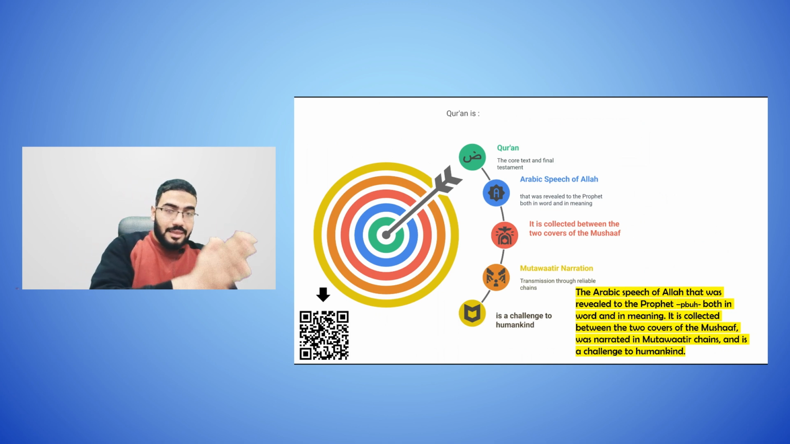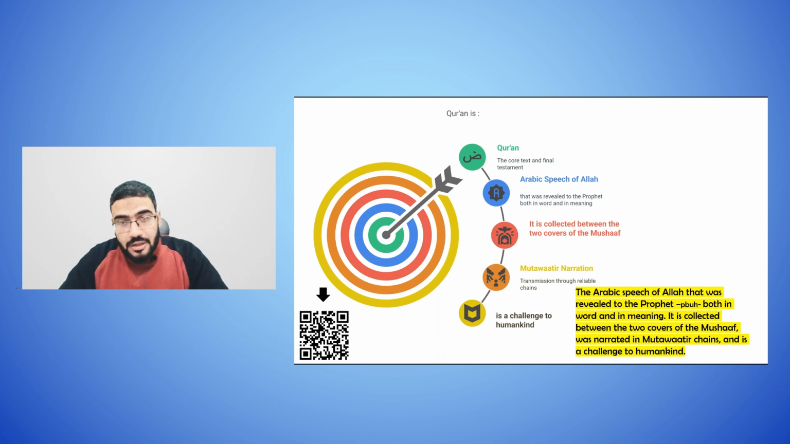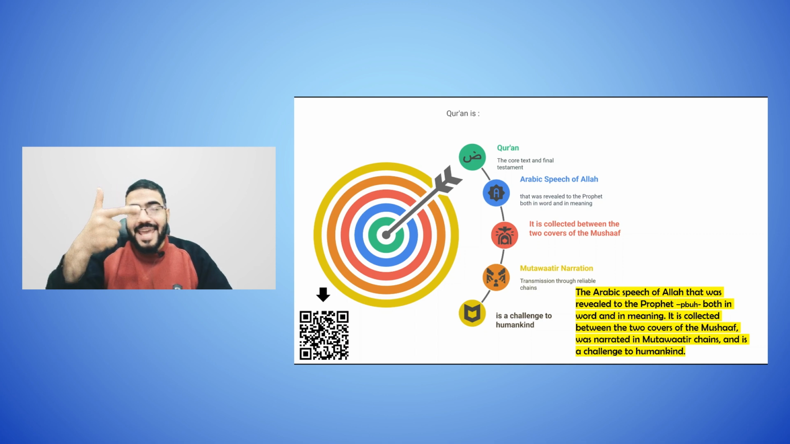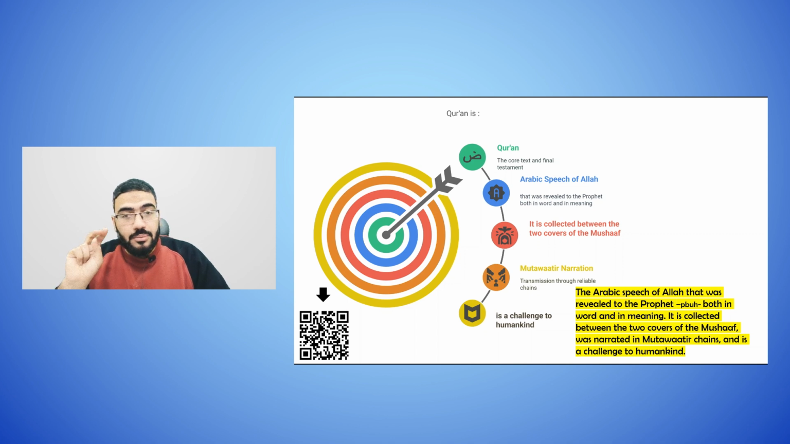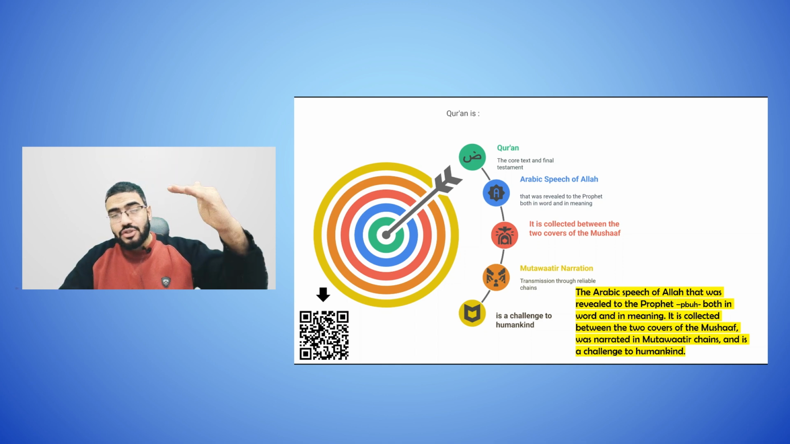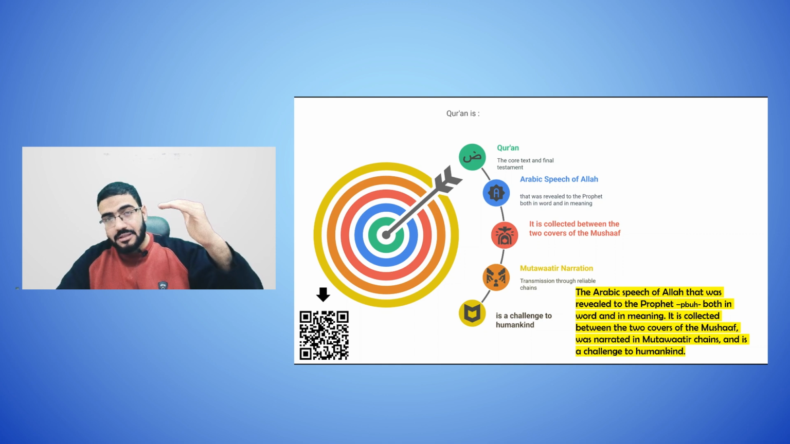What is the Quran? Quran is the Arabic speech of Allah that was revealed to the Prophet sallallahu alaihi wasallam, both in word and in meaning. It's collected between the 2 covers of the Mus'haf and was narrated in a mutawatir chain and is a challenge to humankind. Now let's talk about this definition aspect by aspect.